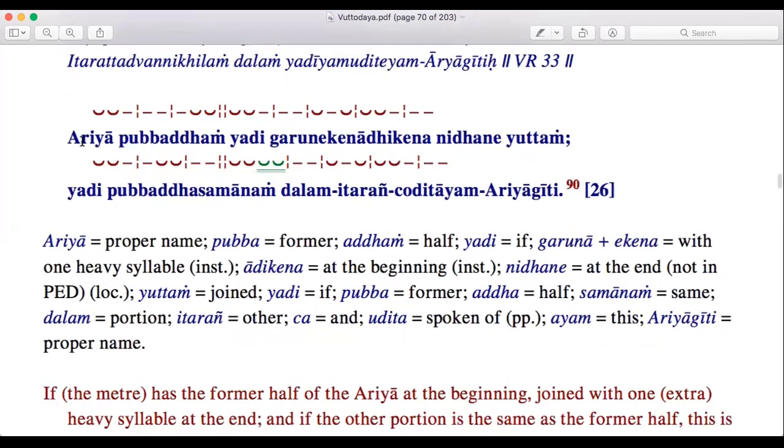Ariya Pubbadhang, it's a samasa: the first half of the Ariya verse. Yadi, if. Garuna ekena adhikena. Adhika, extra. Eka, one. Garu, heavy syllable. Nidhane. Nidhana means the end. Sometimes you use this word nidhana for death also, because death is also the end of life.